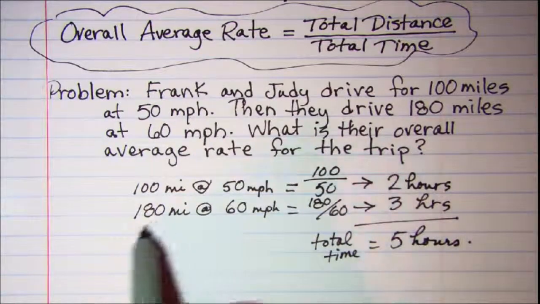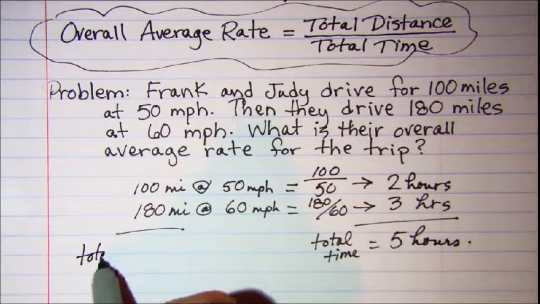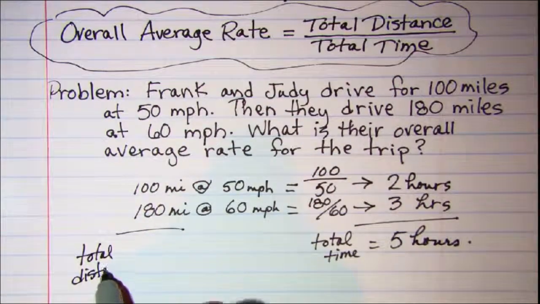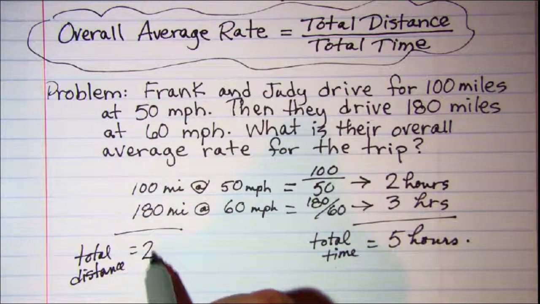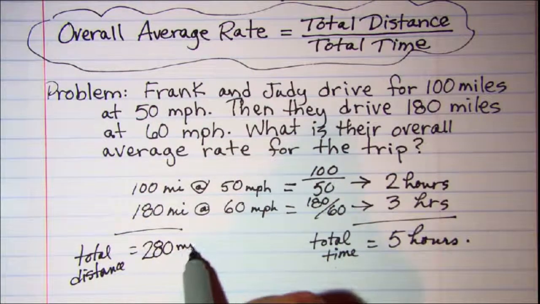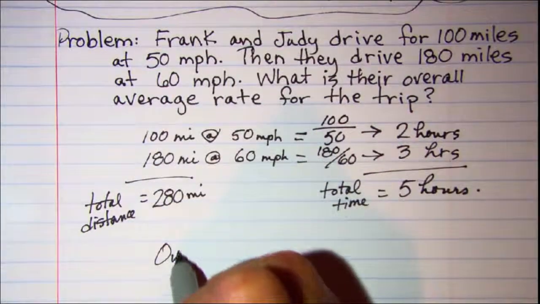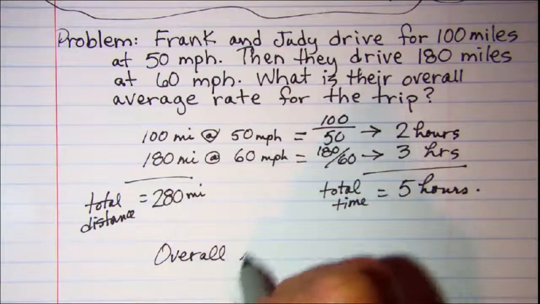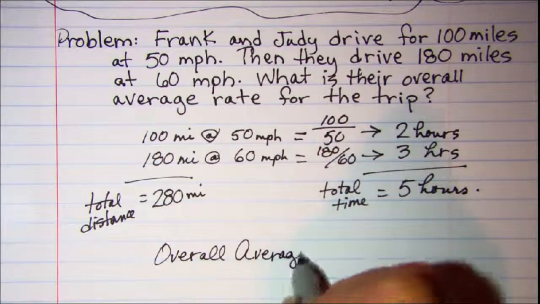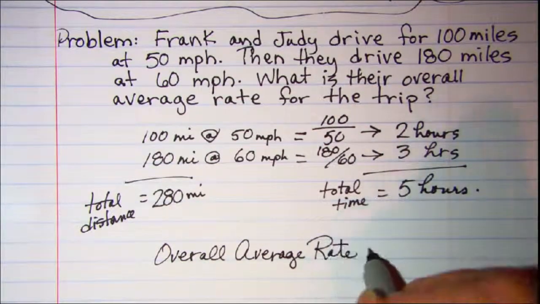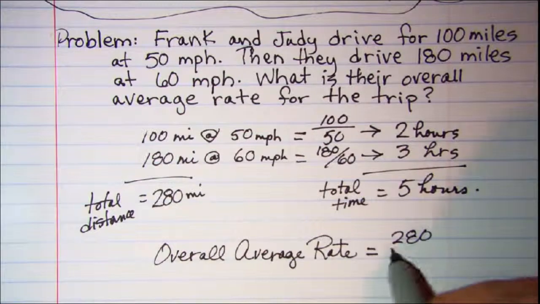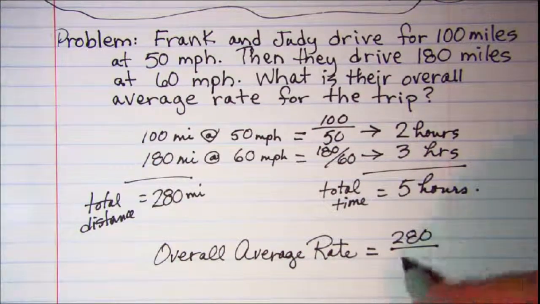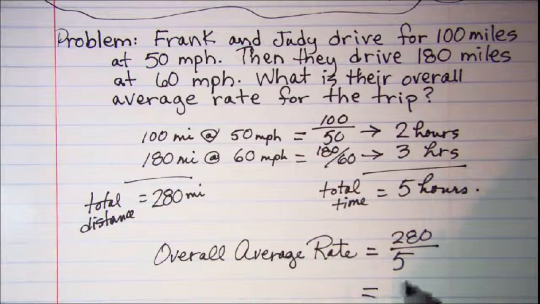My total distance is 280 miles. So my overall average rate of speed is total distance, which is 280, divided by total time, which is 5 hours. And this is 56 miles per hour.